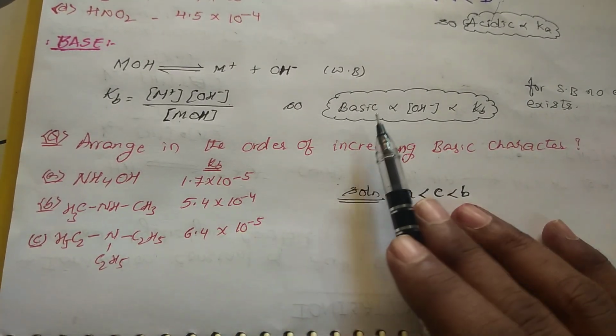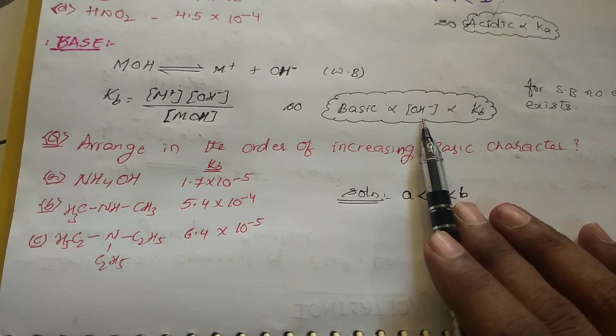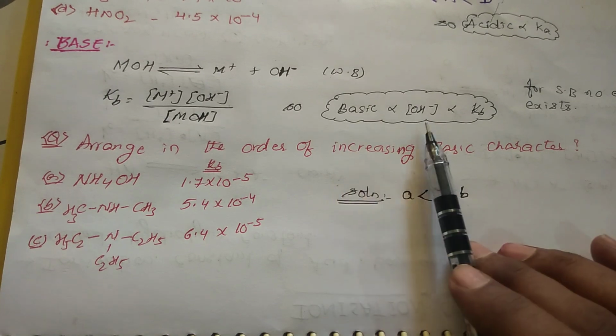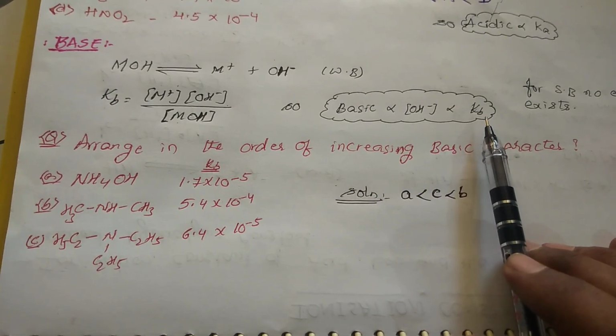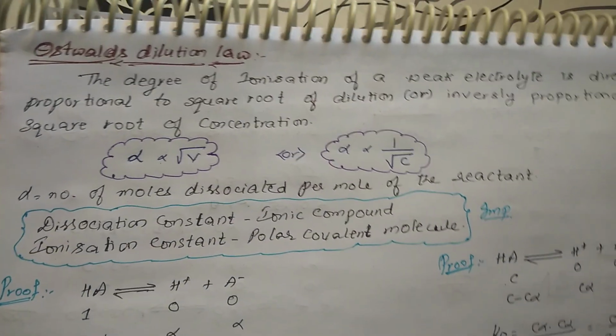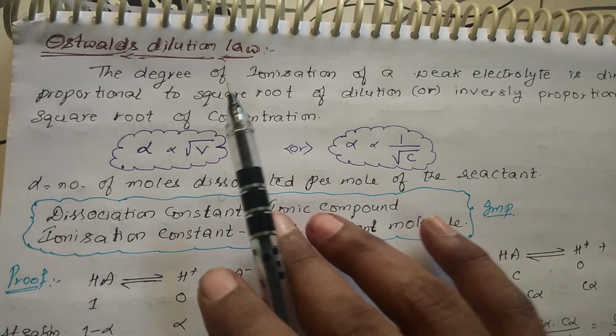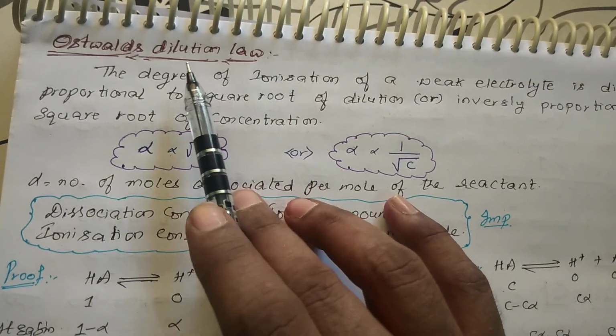I hope, students, the more the basic nature, the more will be the production of OH minus, the more is the Kb value. If you go for acidic nature, the more the acidic nature, the more will be the production of H plus, and the more will be the Ka value. Right, students? Okay. And let us go for one more law. On what factors does the equilibrium constant depend? That is called Ostwald dilution law.